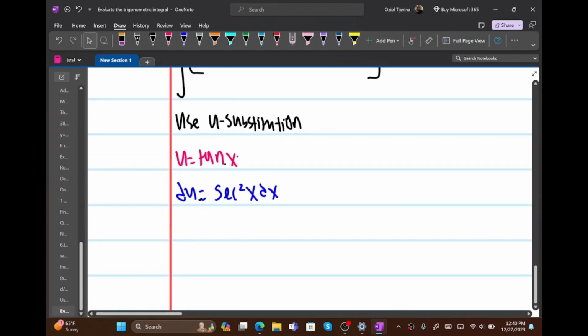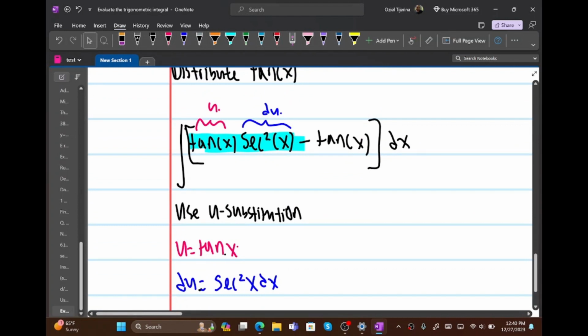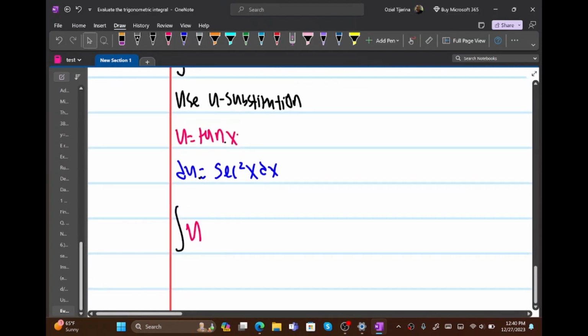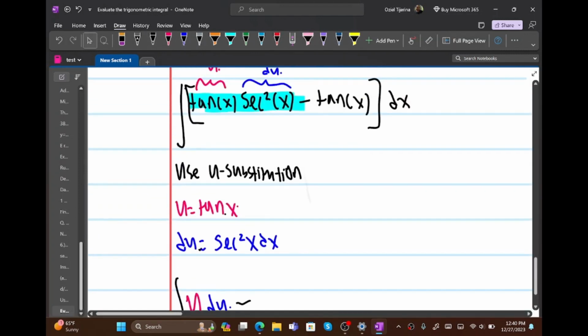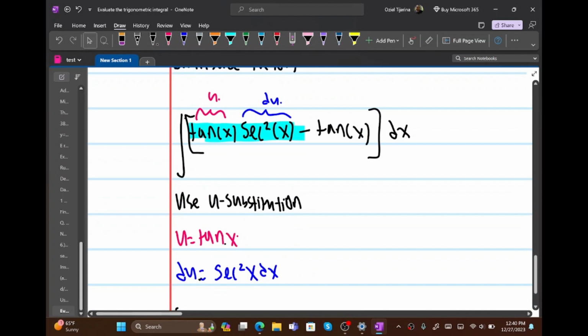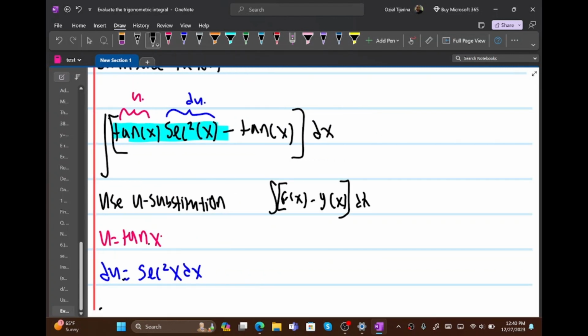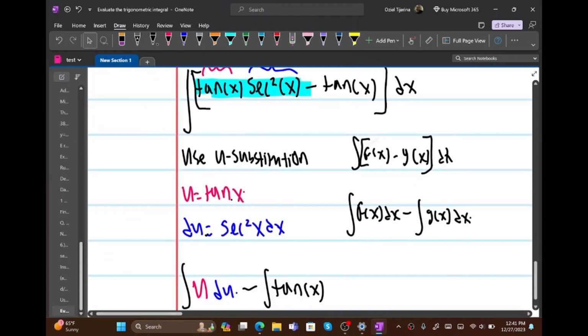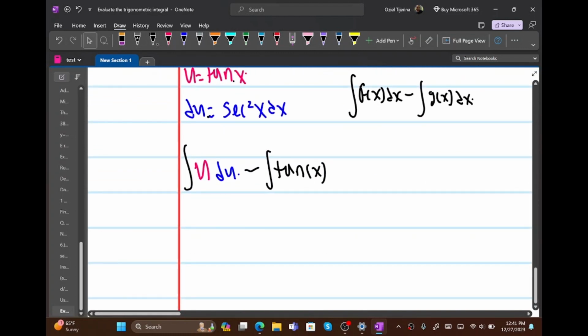So really, we can end up saying that this is going to be the integral of u, and du was secant squared x dx, right? So we have the integral of u du, and then minus the integral of tan x. Because remember, when we're doing the integral of f of x minus g of x, this is really going to be the integral of f of x dx minus the integral of g of x dx. We're just using the subtraction property.